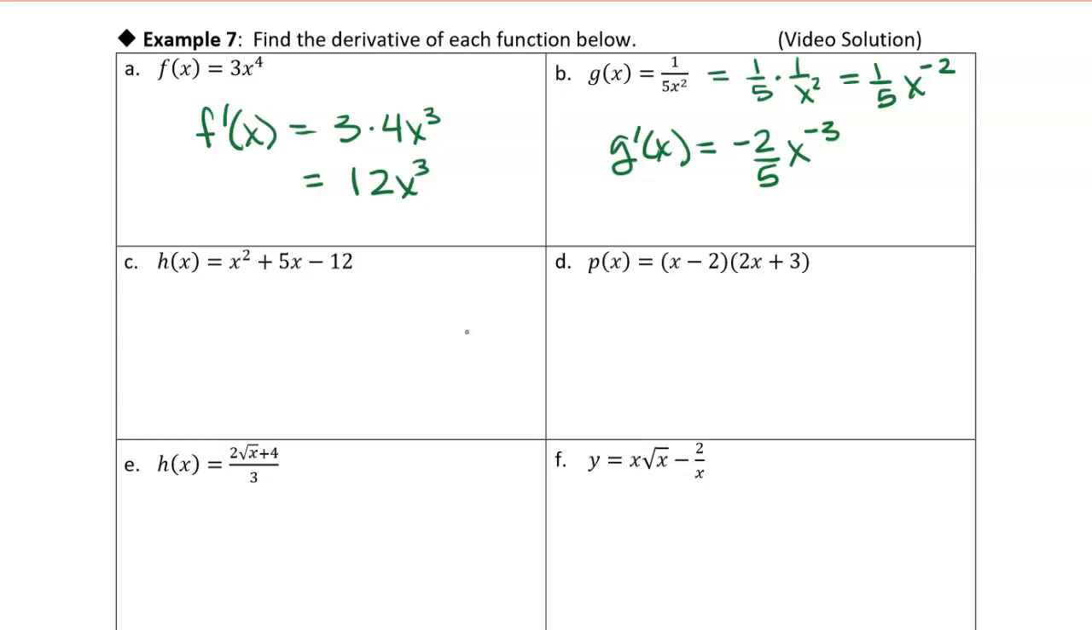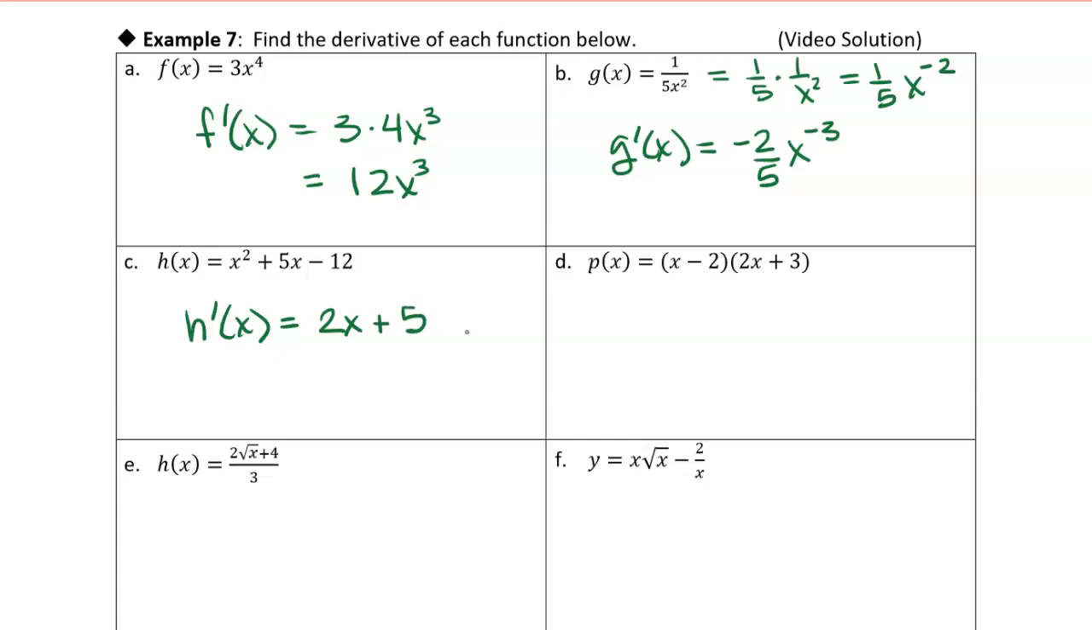All right, so this one's just a polynomial. So remember, now we're going to use the rule for the sum of two functions. So remember, the derivative of a sum is the sum of the derivatives, and so h prime of x, I'm just going to take the derivative of each term. All right, so I'm going to get 2x, the derivative of x squared, and the derivative of 5x is just 5. And then the derivative of negative 12 is 0, because that's just a constant.